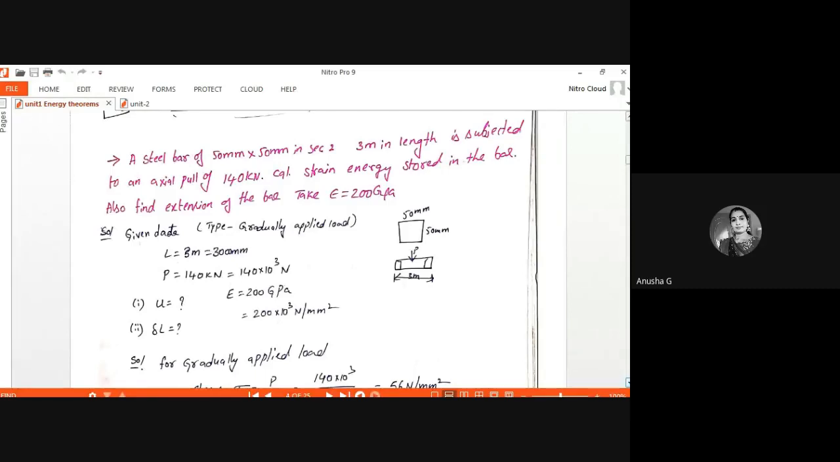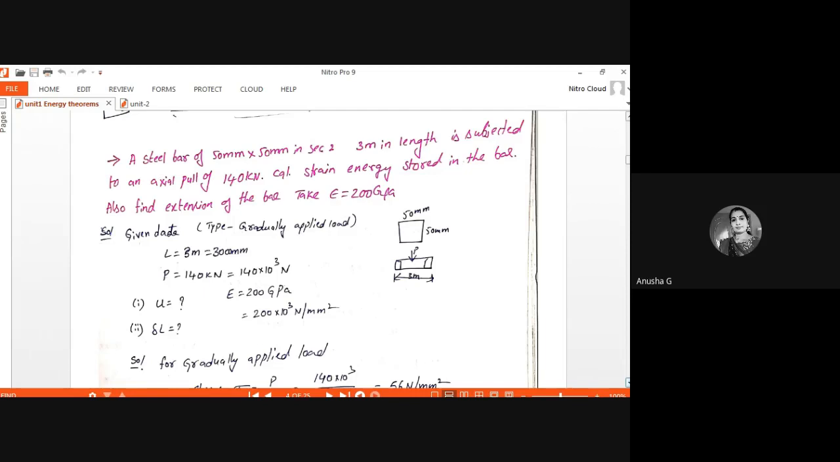Next, given data, length of the bar they gave as 3 meters. That bar is in a square shape. The area of the bar is L into B, that is 50 mm into 50 mm. Steel bar of square shape, 50 into 50 mm, and the length is 3 meters. If you observe, the stick is 3 meters, and the shape of the stick is square, 50 mm into 50 mm.